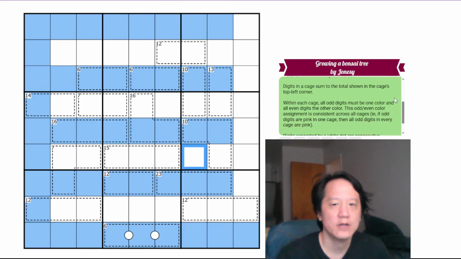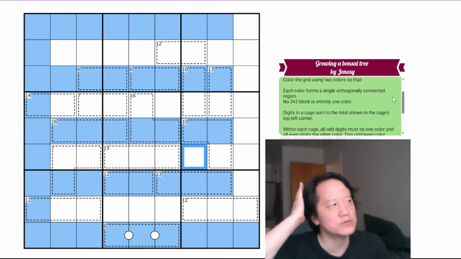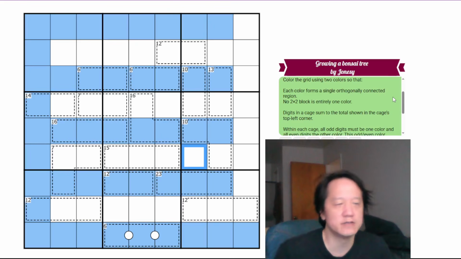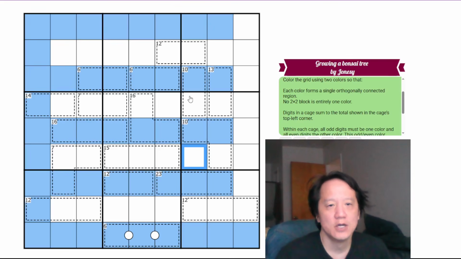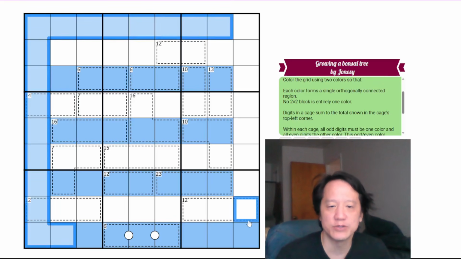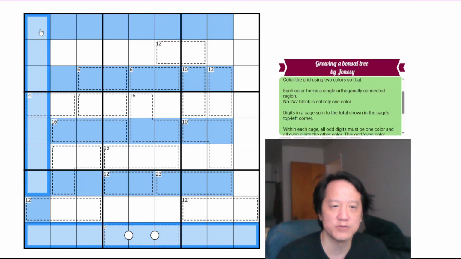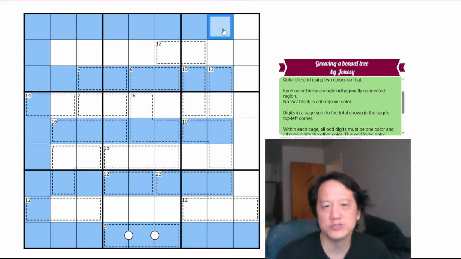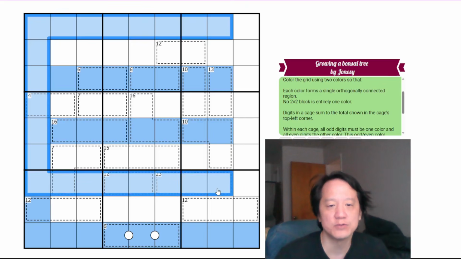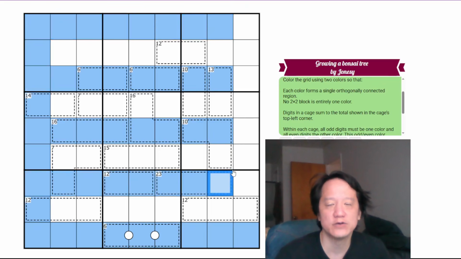It doesn't necessarily have to be two colors. It could be one shaded and one unshaded, but you could consider the unshaded one as a color itself. But what does it mean to be orthogonally connected as a region? It means you can go from any cell in that region to any other cell in that region just by going through edges, all while staying within the region. For example, to get from here to here, you can go along these edges while staying within the region.